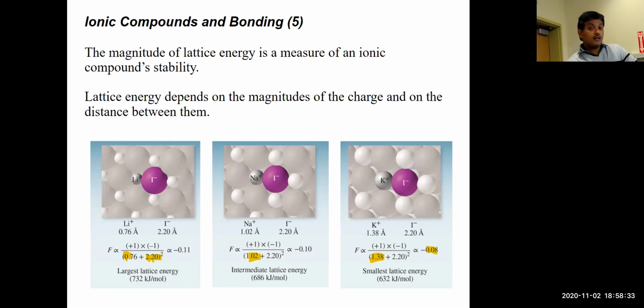As you see, the electrostatic attraction between these ions is directly related to the lattice energy. The larger the attraction, the larger the lattice energy. Sodium iodide is smaller compared to lithium iodide, so it has a smaller lattice energy. Much smaller attraction between the ions means a much smaller lattice energy.